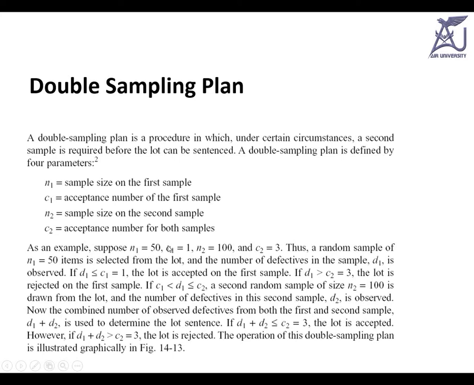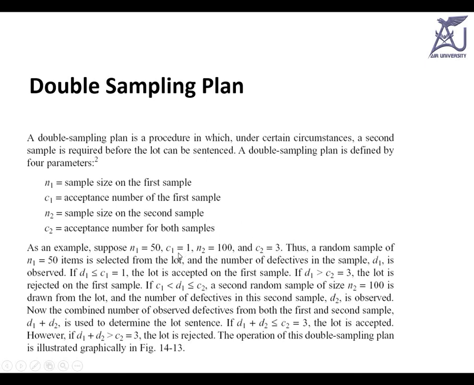If you are meeting this criteria, there is no need to go for a second sample. However, you are given a second chance: if you find C is equal to 2, then you will go for the second sample. Then in the second sample, C2 is equal to 3, meaning that the C1 found in the first sample, and then you take a second sample and sum up both.